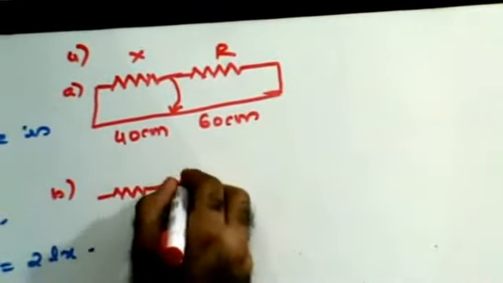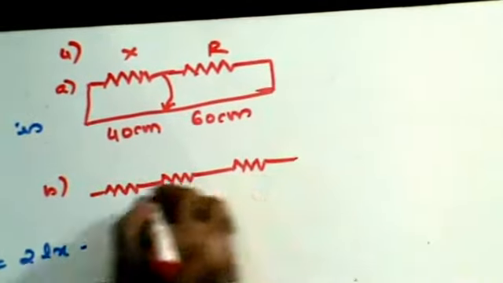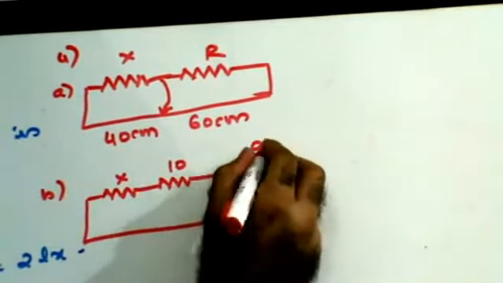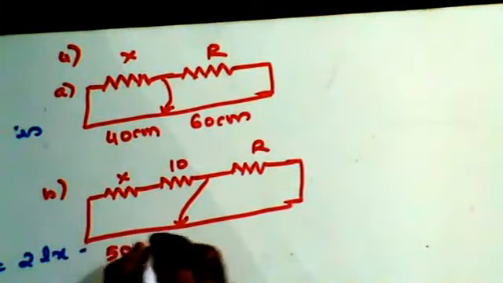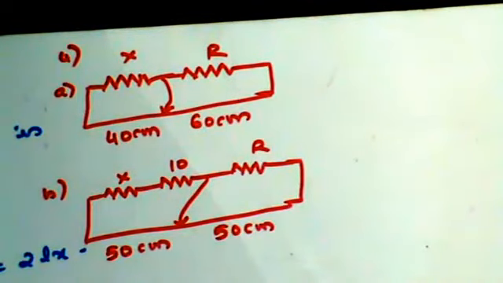When a resistance of 10 ohms is connected in series with the unknown resistance, the null point is obtained at the center. Find the unknown resistance.